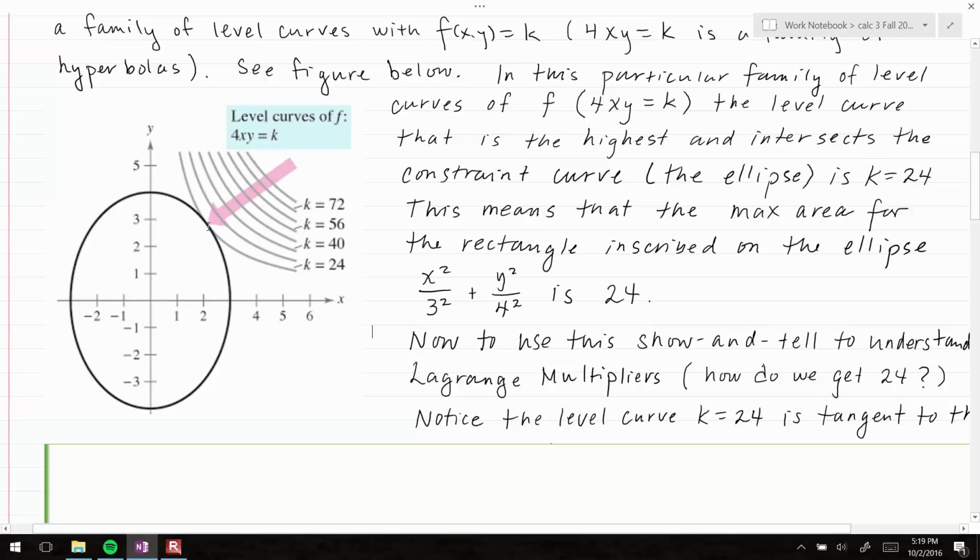That's what this is all trying to show, because it turns out that's true in general. Then we can use some properties of tangent lines at a point to come up with this whole Lagrange multipliers technique or method. So here's where we're going with that.